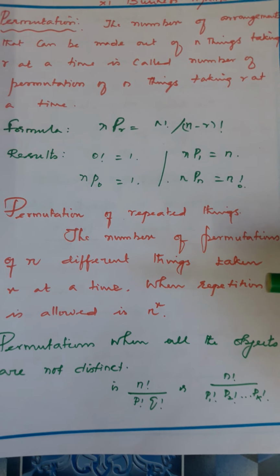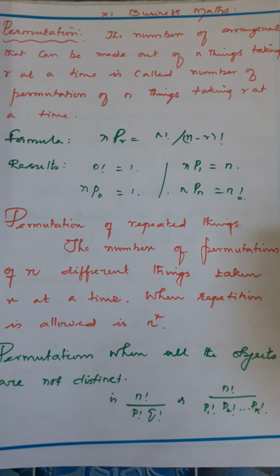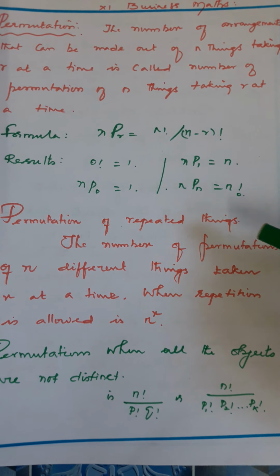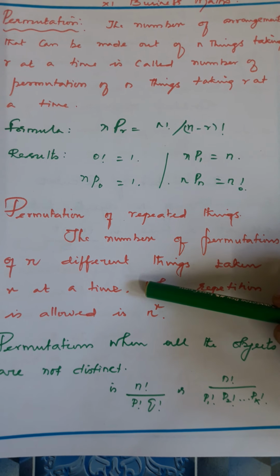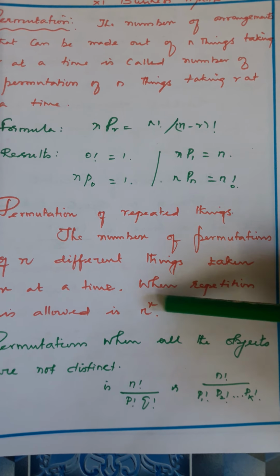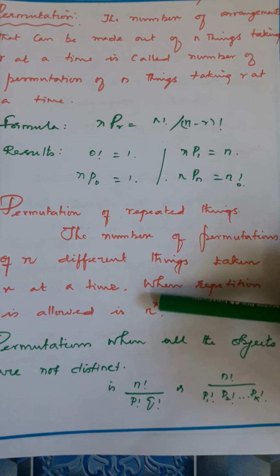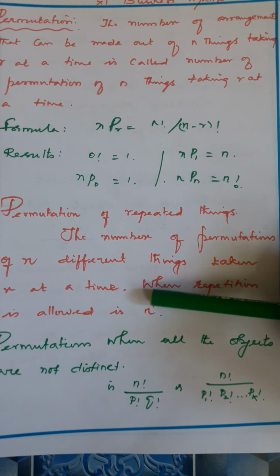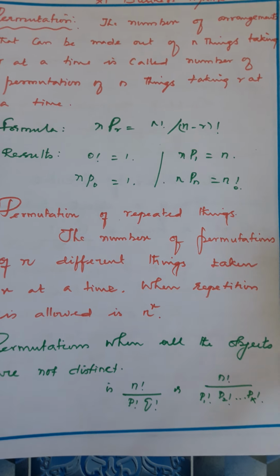Suppose you have repeated things, like beads and coins. The number of permutations of n different things taken r at a time when repetition is allowed is n power r. That is the formula for permutation of n repeated things.